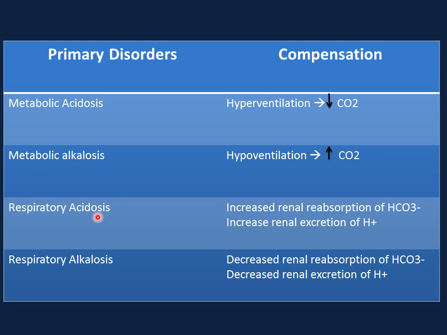In cases of respiratory acidosis, the kidney will compensate by increasing the renal reabsorption of bicarb in the proximal renal tubule, and will increase the renal excretion of hydrogen in the distal renal tubule. In cases of respiratory alkalosis, the kidney will compensate by decreasing the renal reabsorption of bicarb in the proximal renal tubule and decreasing the renal excretion of hydrogen in the distal renal tubule.